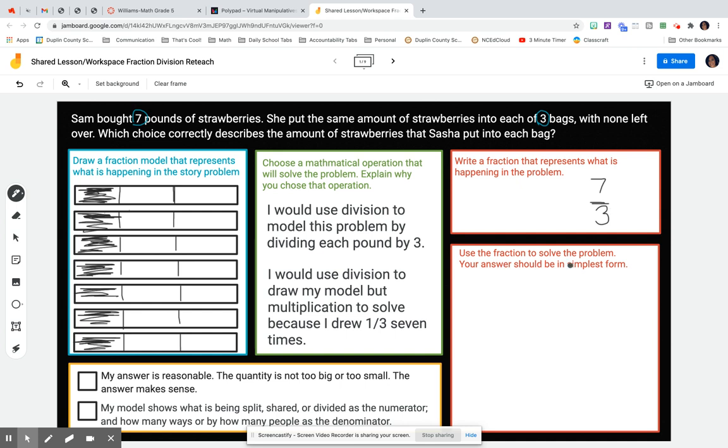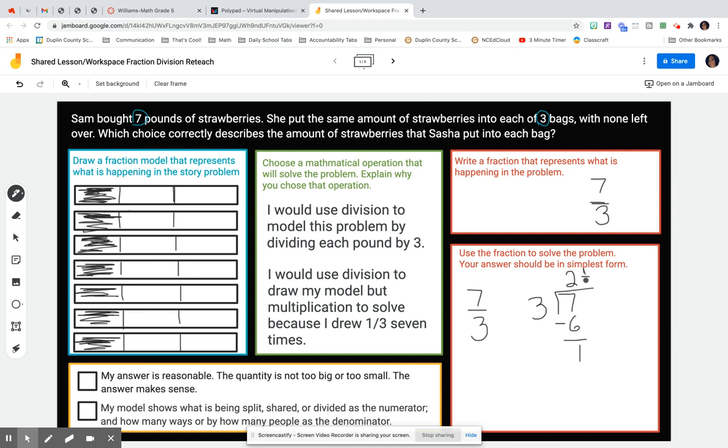Now it says use that fraction to solve the problem. Your answer should be in simplest form. So 7/3 is the same as, we just said, the same as 7 divided by 3. It says the exact same thing. So I know that I can make 2 groups of 3 then. 2 times 3 is 6, with 1 left over. So I'm going to bring that 1 up as the numerator.